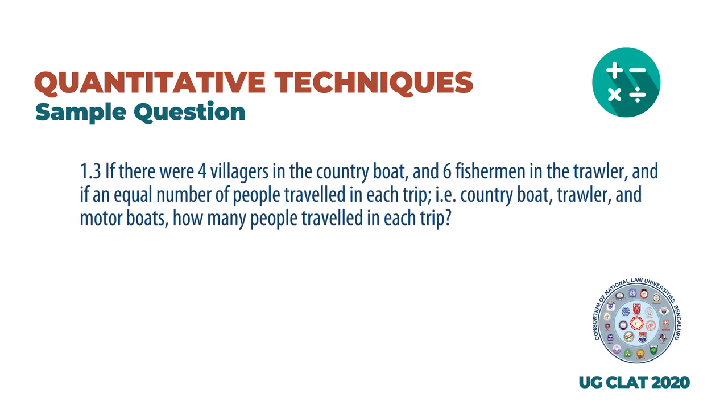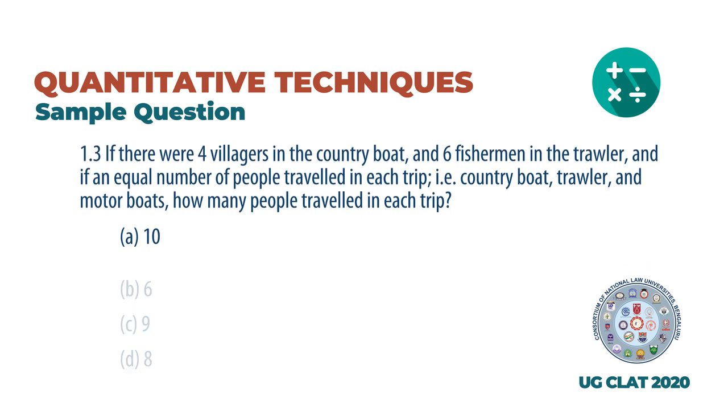If there were 4 villagers in the country boat and 6 fishermen in the trawler, and if an equal number of people travelled in each trip, that is, the country boat, trawler and motorboats, how many people travelled in each trip? Your options are A. 10, B. 6, C. 9 or D. 8.